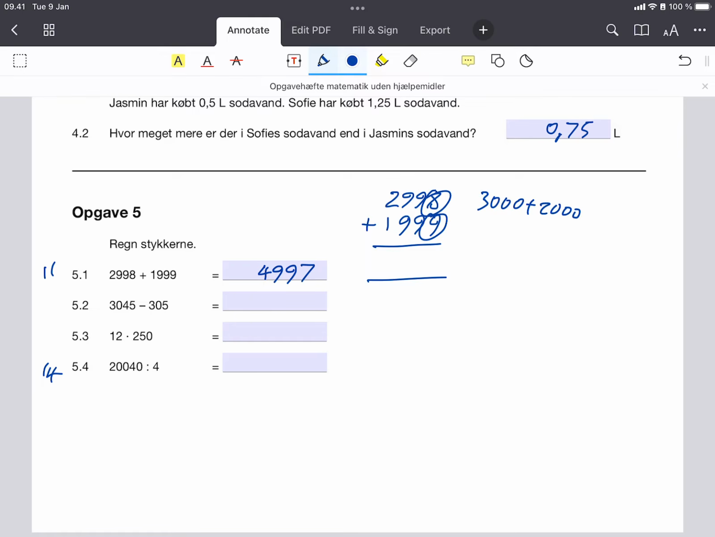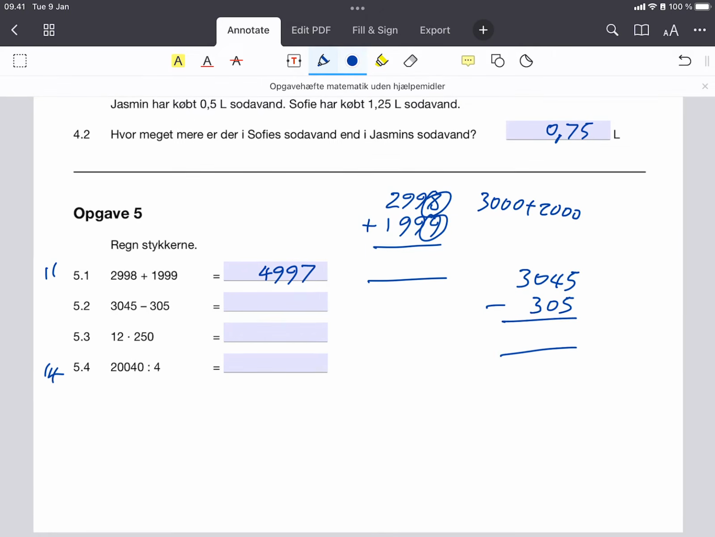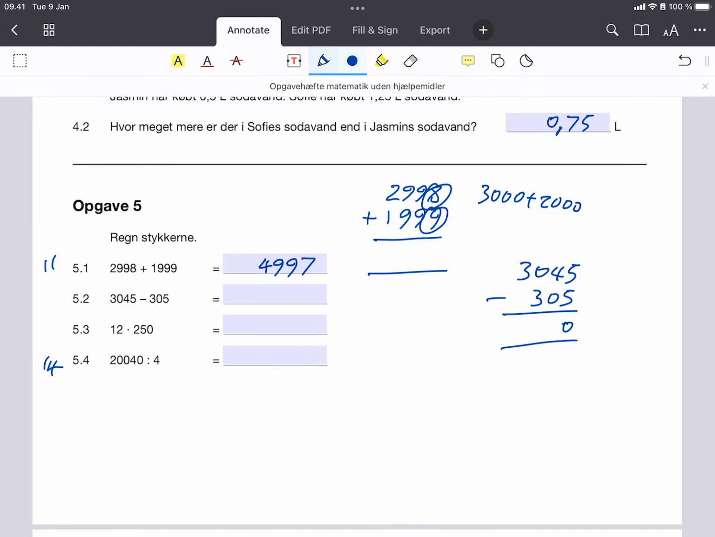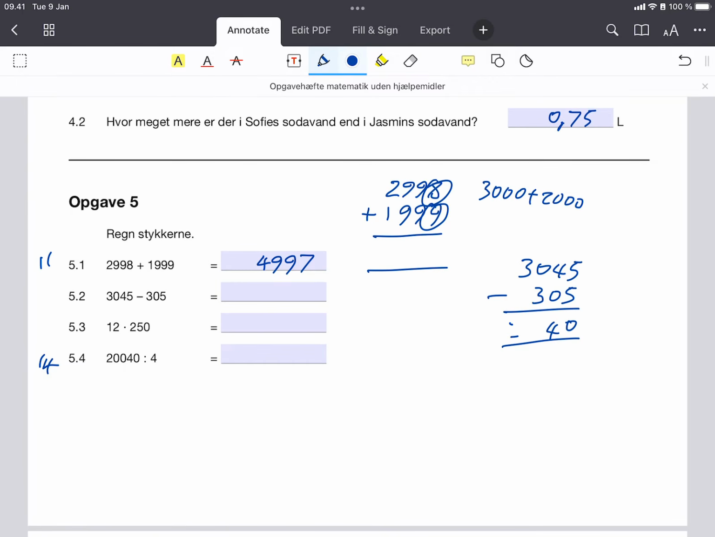Okay, 3045 minus 305. A mistake a lot of people make is just failing to spot whether it's plus, minus, multiply or divide. But nevertheless, 5 minus 5 is 0, 4 minus 0 is 4, 30 minus 3 is 27, so 2740.